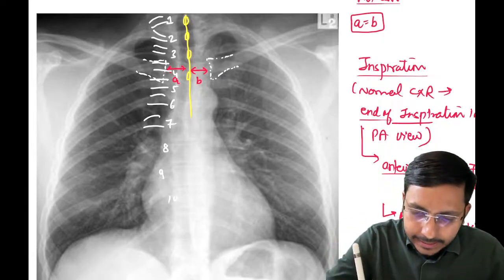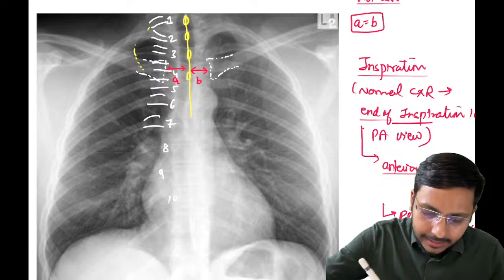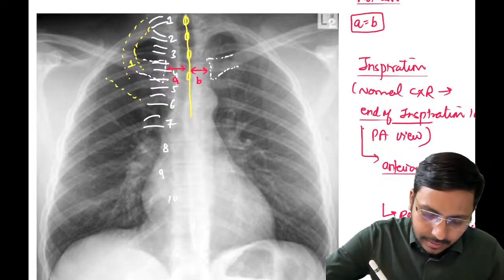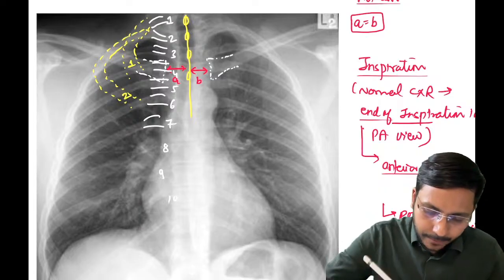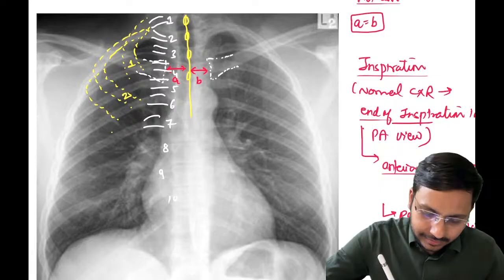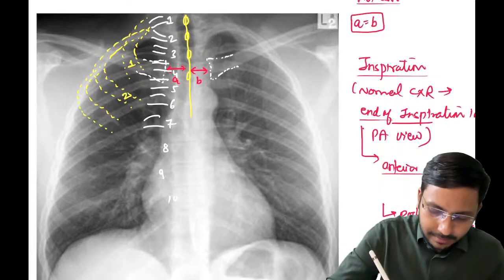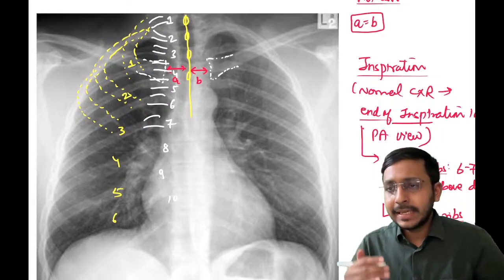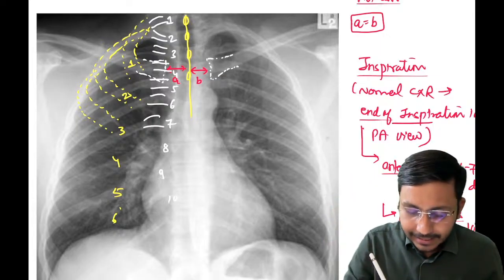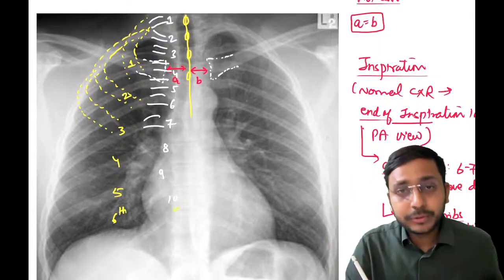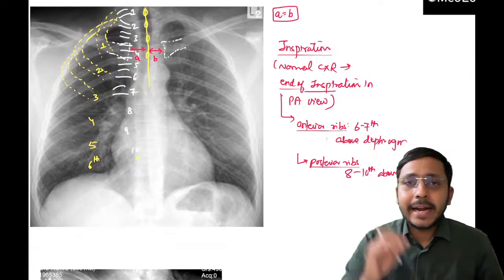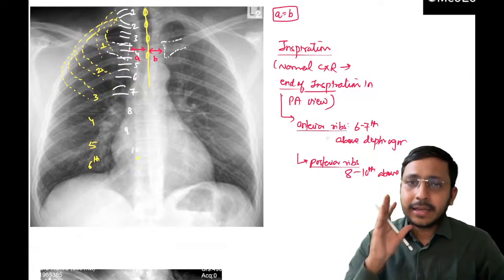And where are the anterior ribs then? This is your anterior rib. So this is rib number 1. This is rib number 2. This is rib number 3, and so on and so forth. 4, 5, 6. So I can see that above the diaphragm, 6th anterior rib and 10th posterior rib is there. That means it is taken in end inspiration. That means it is an adequately inspired film. It is taken in the adequate inspiration.